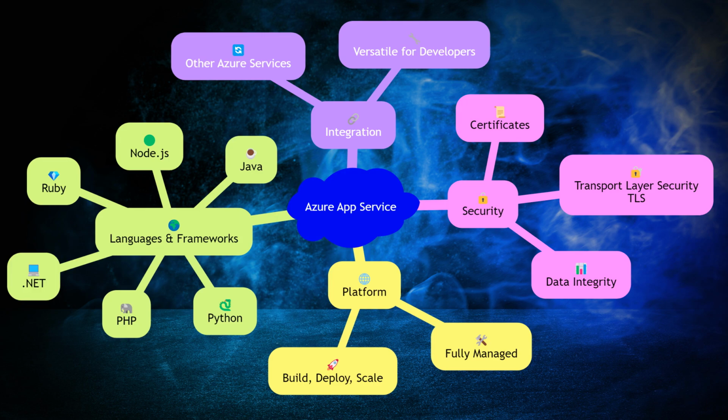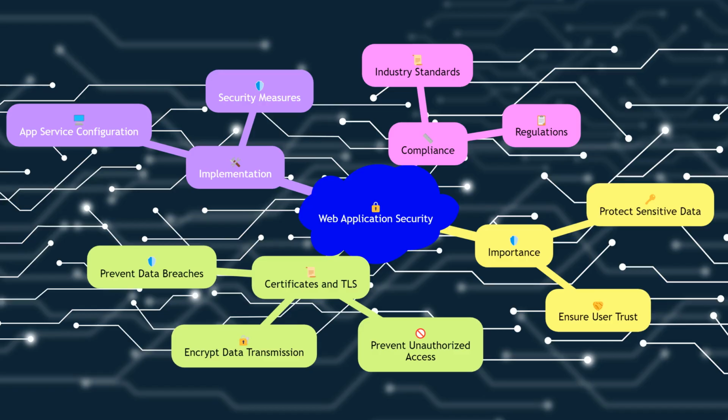In this presentation, we will delve into configuring certificates and Transport Layer Security (TLS) for an app service, ensuring secure communication and data integrity. Security is paramount in web applications to protect sensitive data and ensure user trust. Configuring certificates and TLS for an app service helps in encrypting data transmitted between the client and the server. This prevents unauthorized access and data breaches.